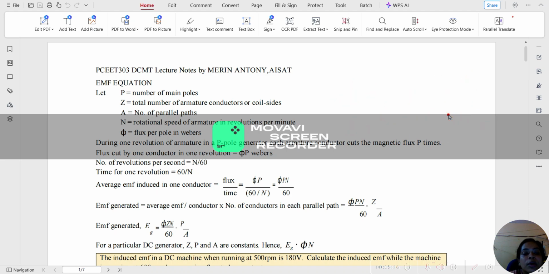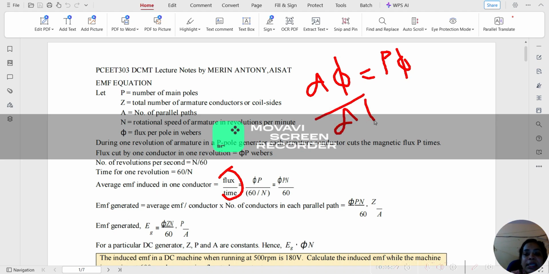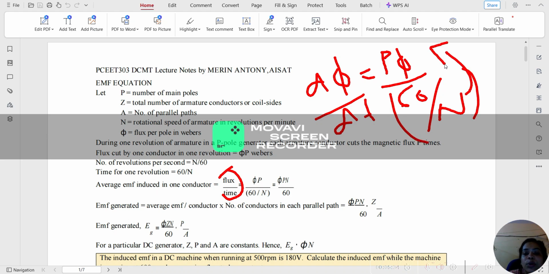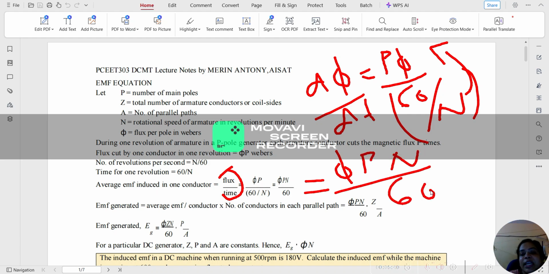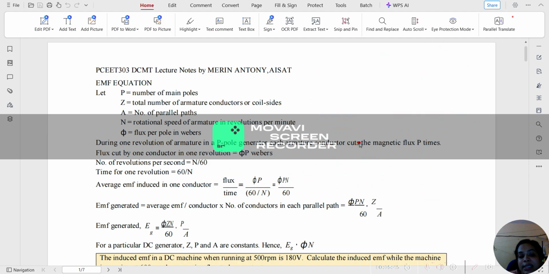So the average EMF is d phi by dt. We substitute d phi as P phi and dt as 60 by N. What will we get? N will go upside, so the equation becomes phi P N divided by 60. That is what we got here, and this is for one conductor, the average EMF induced in one conductor.